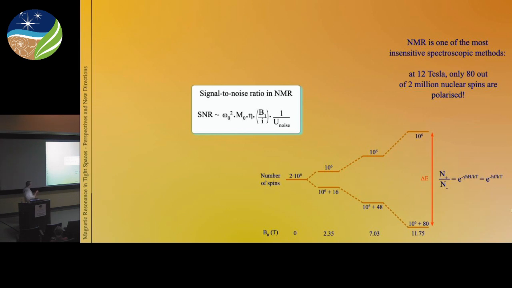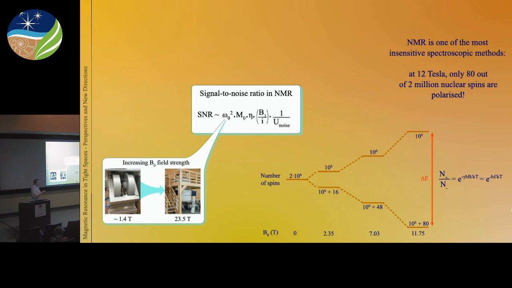And the SNR is basically proportional to 5 different processes or effects, where we have a squared dependence on the Larmor frequency, and of course we can improve SNR by going from low field to high field.